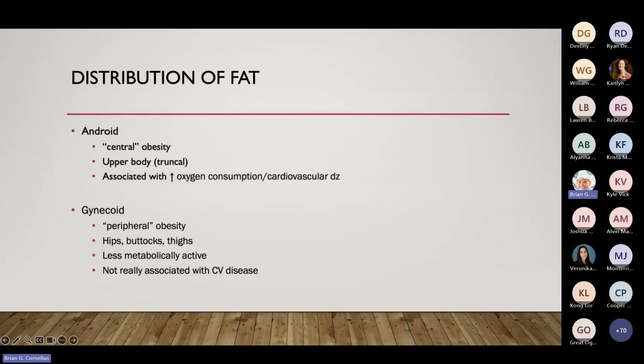Gynecoid obesity is generally a little bit more of the periphery, so hips, butts, thighs. Oftentimes, you can kind of pick these people out by their calf size, their forearms. They tend to be a lot less active, and especially from a metabolic standpoint, you see there's kind of a big difference there. But the interesting thing is, even though they're less active, they generally don't have an increased incidence of cardiovascular disease. So you'll probably see that again.